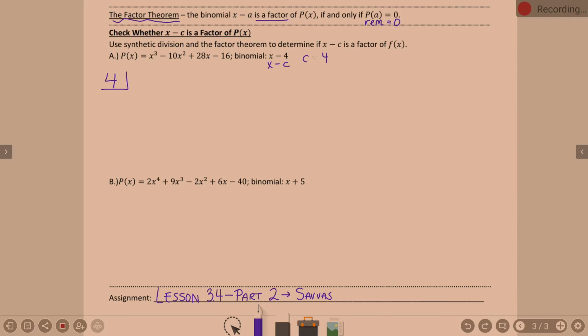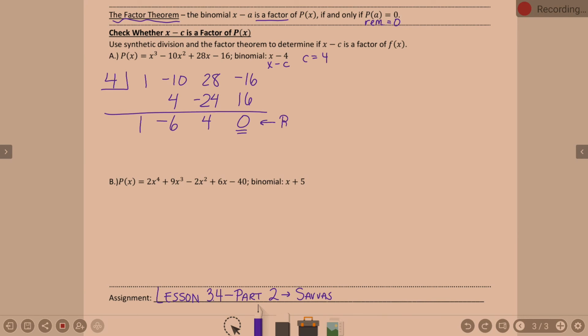Okay, what goes next to my 4? 1, negative 10, 28, negative 16. All my place values are there again, aren't they? So drop the 1. 4 times 1 is 4. Negative 10 plus 4 is negative 6. 4 times negative 6 is negative 24. 28 plus negative 24 is 4. 4 times 4 is 16. Negative 16 plus 16 is 0.